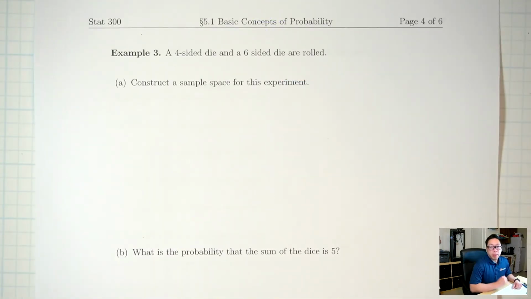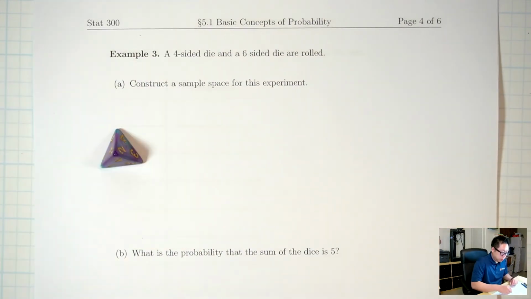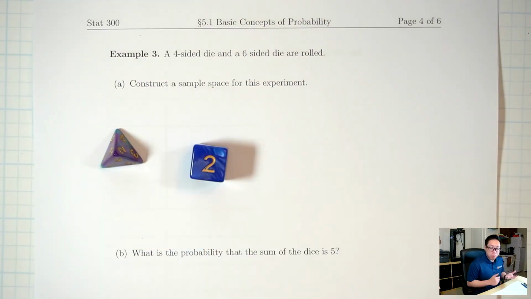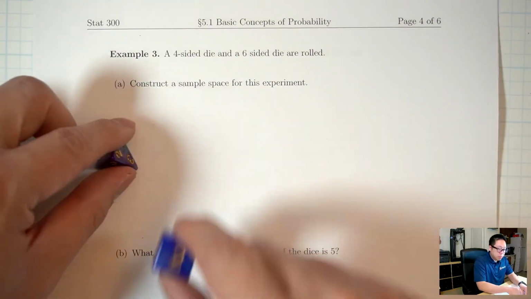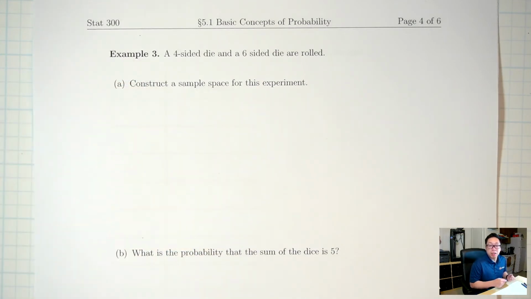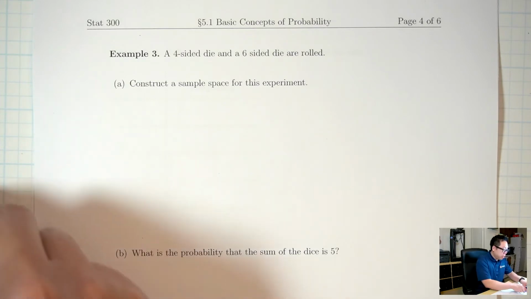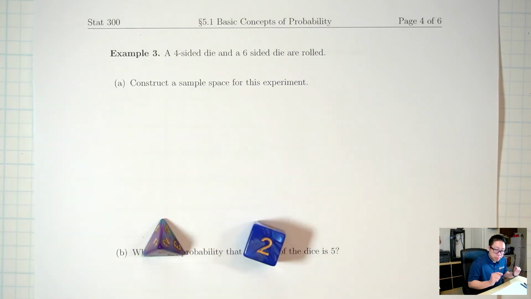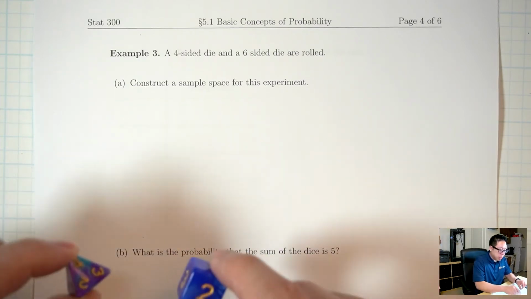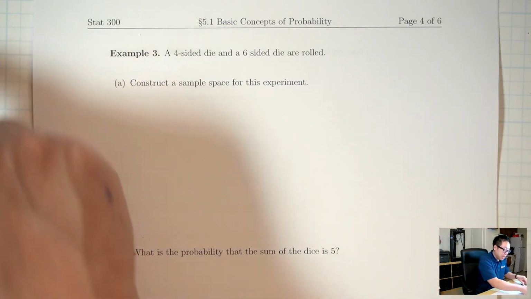Example 3. A 4-sided die and a 6-sided die are rolled. Here's a 4-sided die, here's a 6-sided die. When I roll it, I don't know what's going to happen, but I can list out everything that could happen, which is what part A is asking. Construct a sample space. Because I have only 2 things, the easiest way for me to list out what could happen is just to make a table.